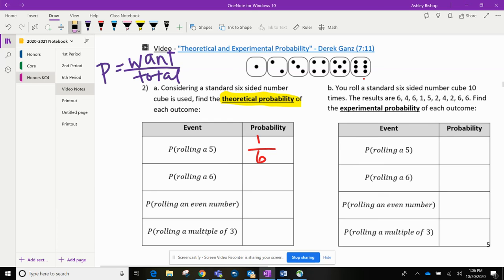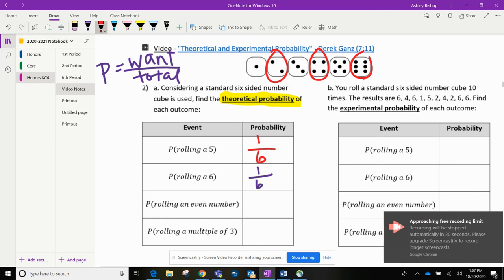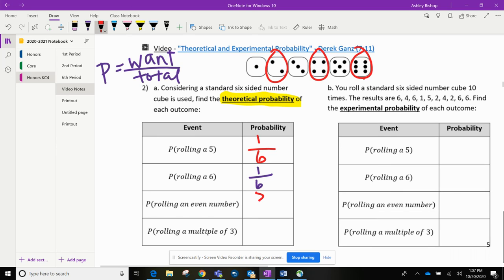Using that same mentality, the probability that I roll a 6 is also going to be 1 out of 6. There's 6 options, 1 through 6, and there's only one number 6. Okay. In a perfect world, my probability of rolling an even number: 2 is an even number, 4 is an even number, and 6 is an even number. I have 3 options out of 6 total options.